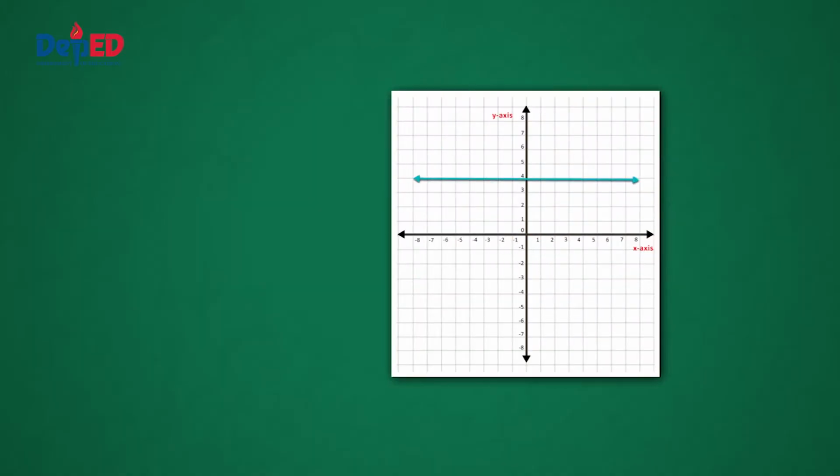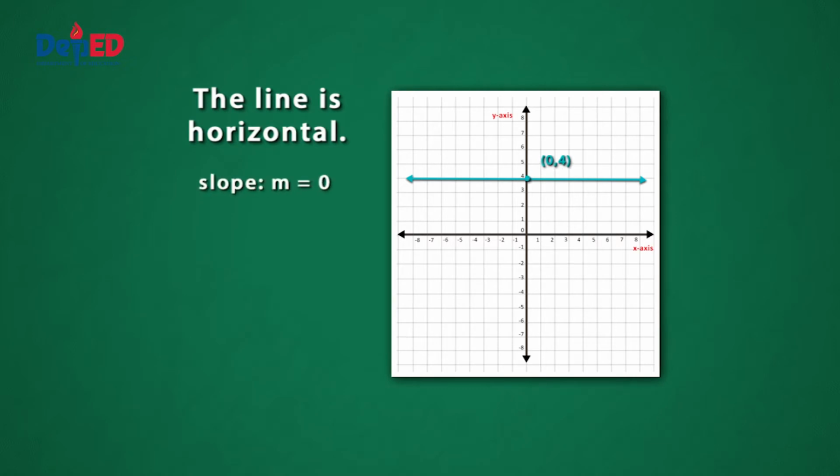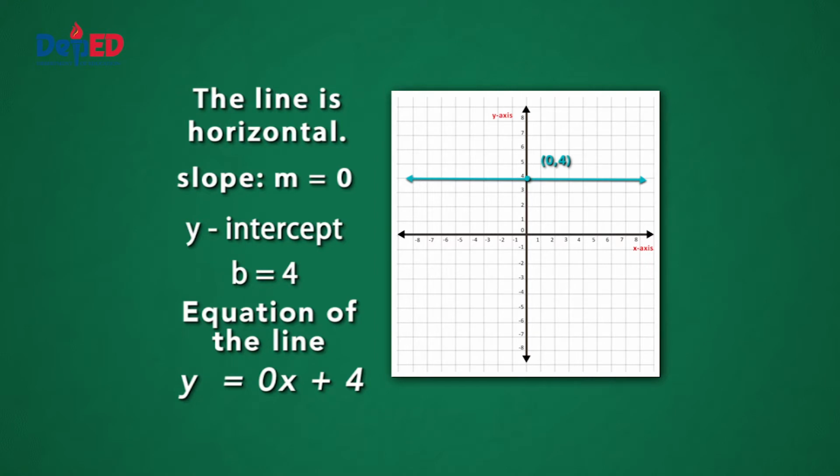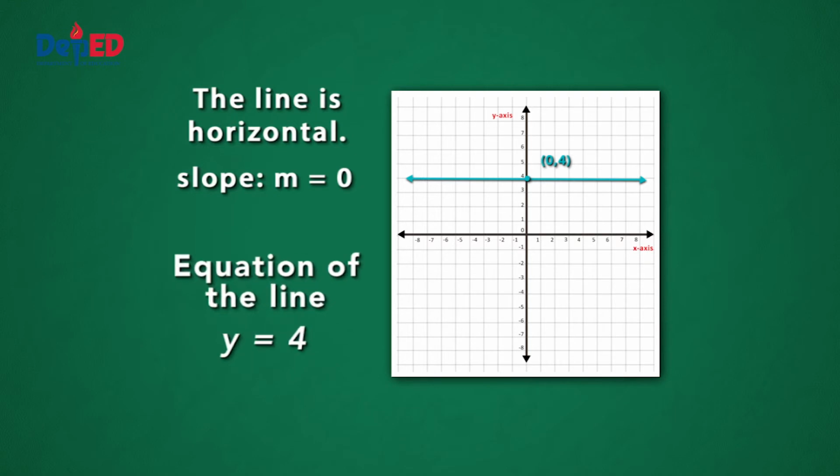This will be the last set of graphs in which we look for the equation. Can you describe the lines? The first line is horizontal, so its slope is 0, and it also passes at (0, 4). So the equation can be written in slope-intercept form as y = 0x + 4, or simply y = 4.